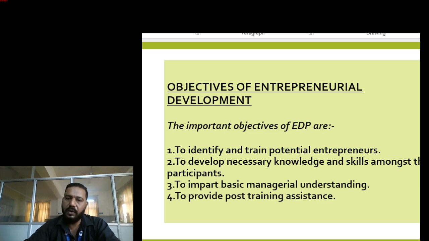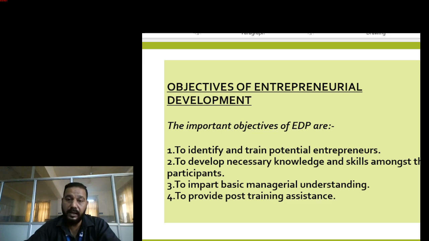The third objective is to impart basic managerial understanding. If you are talking about entrepreneurs, about production and supply, then you have to talk about management also. As we all know, management is an art of making things done by others. So the basic knowledge of managerial understanding is imparted to the people in the EDP, the youngsters who are going to become entrepreneurs in the future. The knowledge of management is given to them.